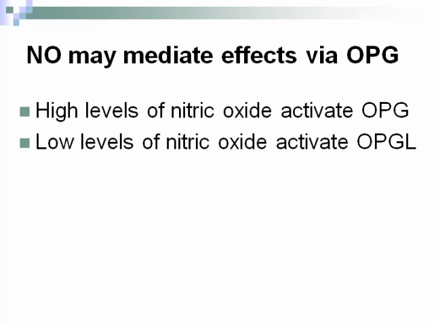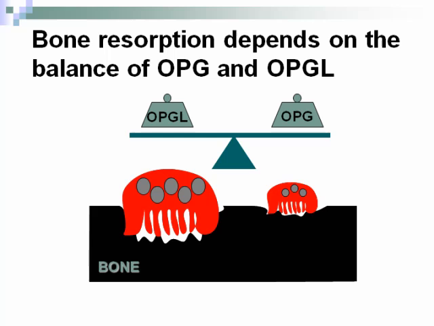One of the methods by which nitric oxide may mediate its effects is through OPG, or osteoprotegerin. We know that high levels of nitric oxide activate OPG, and low levels of nitric oxide activate OPGL. We also know that the balance between bone formation and bone resorption really depends on the balance between OPGL and OPG. So clearly, if we had high levels of OPGL, by this image, we would have lots of bone breakdown.